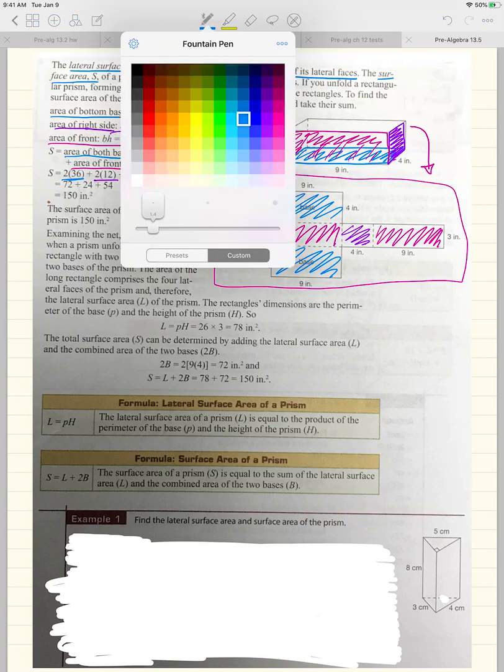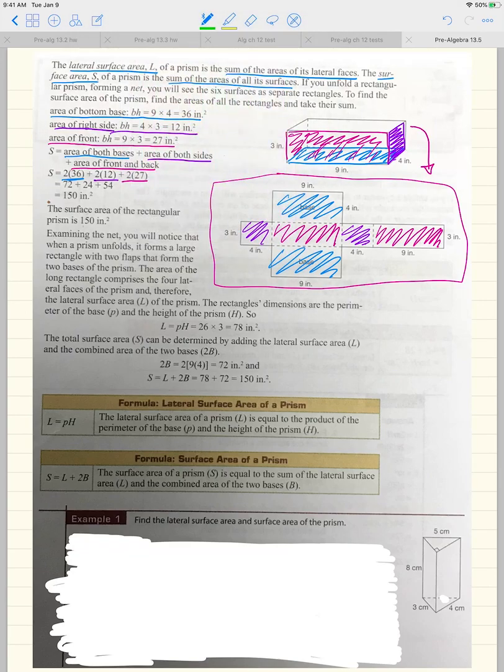I'm going to use a different color. Use this green. So what we're talking about, the lateral surface area is the long rectangle, lateral surface area, big L, perimeter of the base, and the height of the prism. What we're talking about is this long rectangle when you unfold right here, okay? Where is this 26 from?